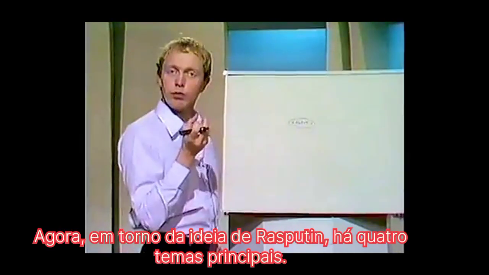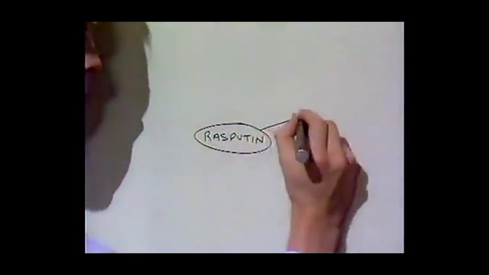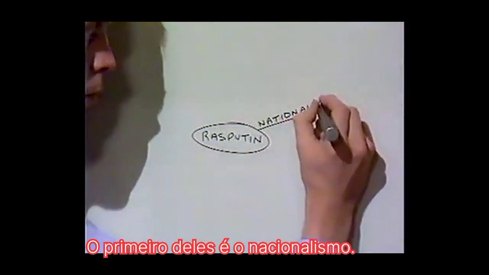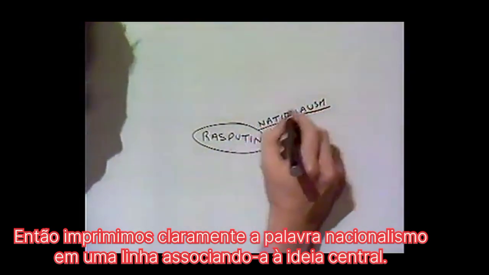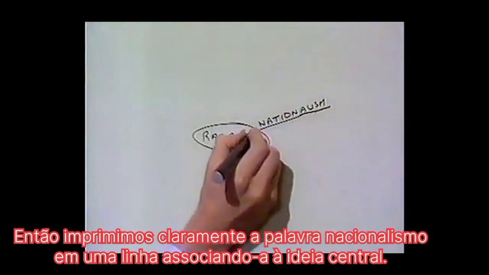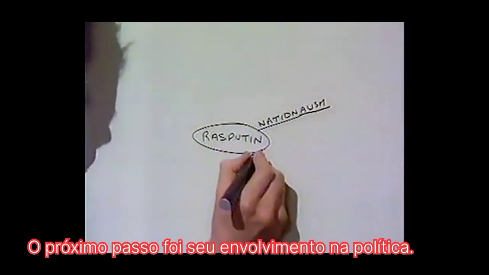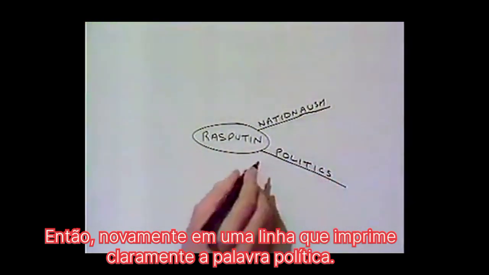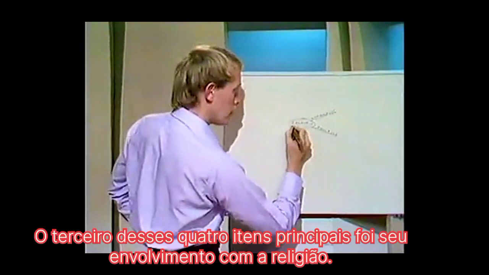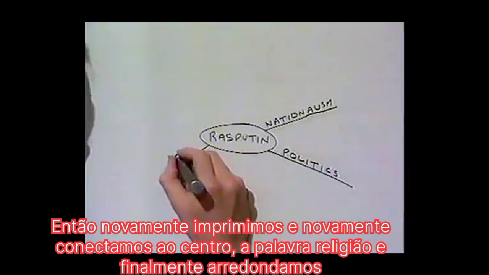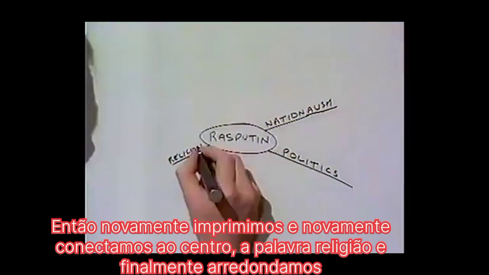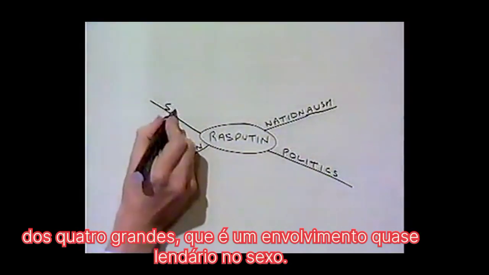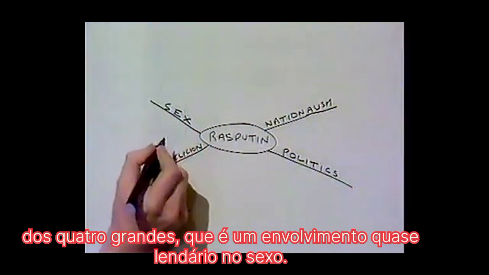Now, around the idea of Rasputin, there are four major themes. The first of these is nationalism. So we print clearly the word nationalism on a line, associating it to the center idea. Next was his involvement in politics. So again, on a line, we print clearly the word politics. The third of these four main items was his involvement in religion. So again, we print, and again, connected to the center, the word religion. And finally, rounding off the big four, was his almost legendary involvement in sex.